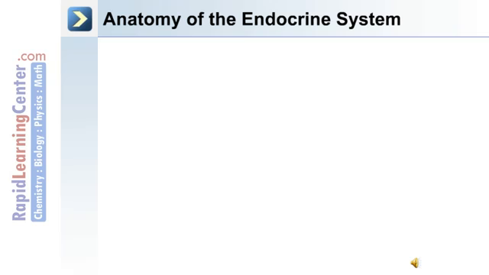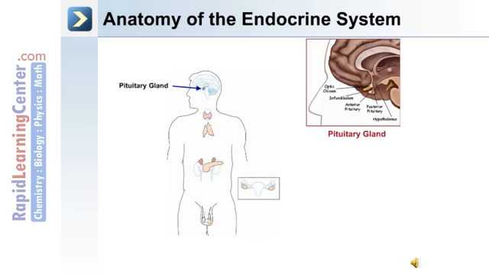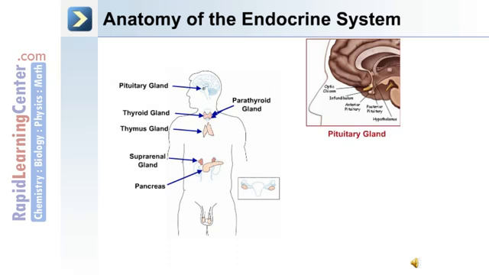The major organs and glands of the endocrine system: the pituitary gland, made up of the anterior and posterior lobe. The thyroid gland. On the thyroid gland are two parathyroid glands. In the chest is the thymus gland. On top of each kidney is the suprarenal gland. The pancreas, and the gonads, which are the testes in the male and the ovaries in the female.